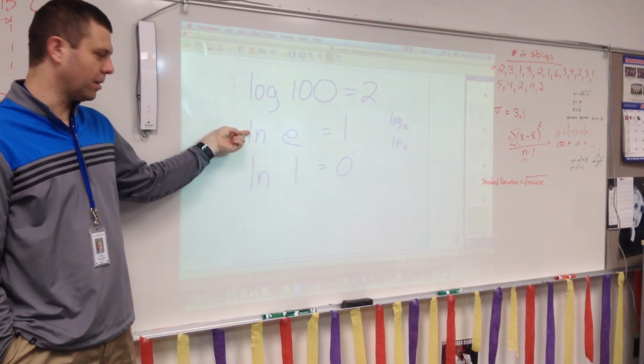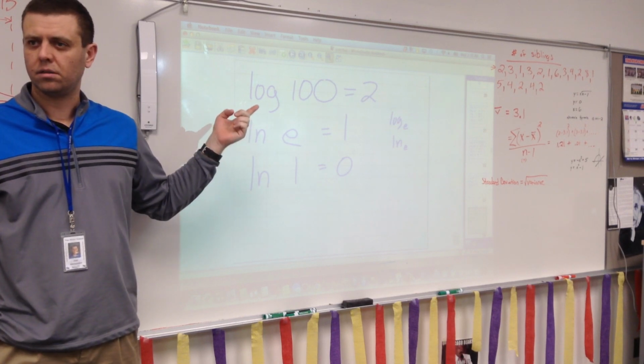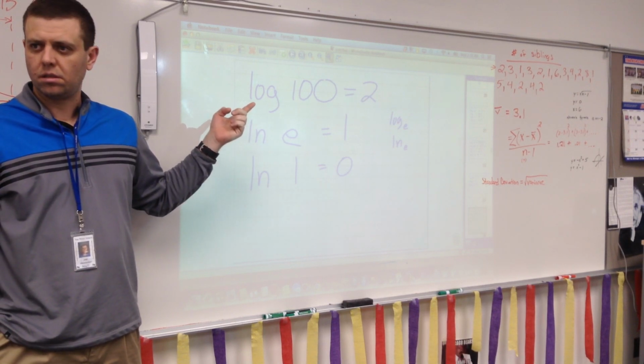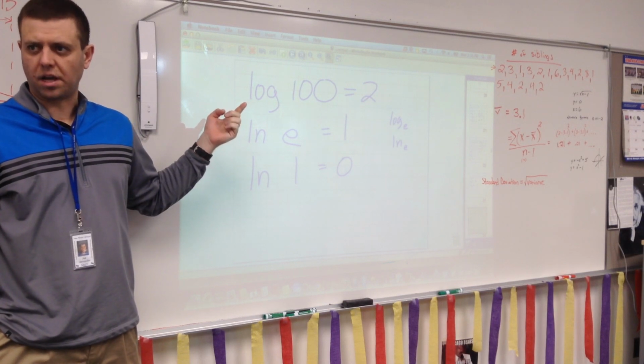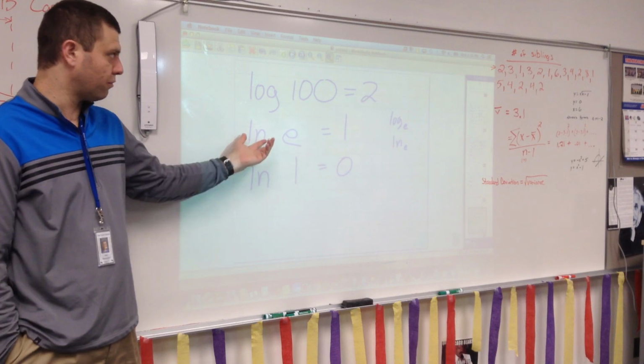Okay, very good. Somebody explain this one. Why is this true? Why is the natural log of e equal to 1? Because to get the same number, you have to just raise it to the first power. Yeah, because e to the first power is e.